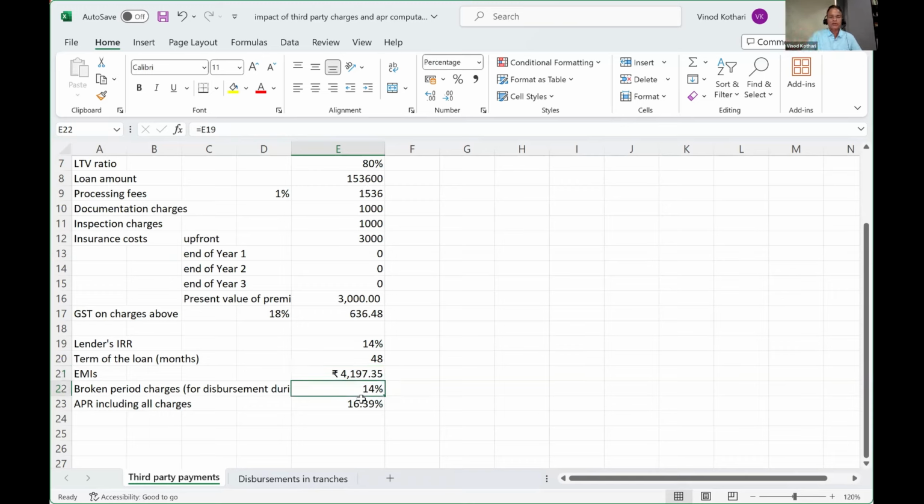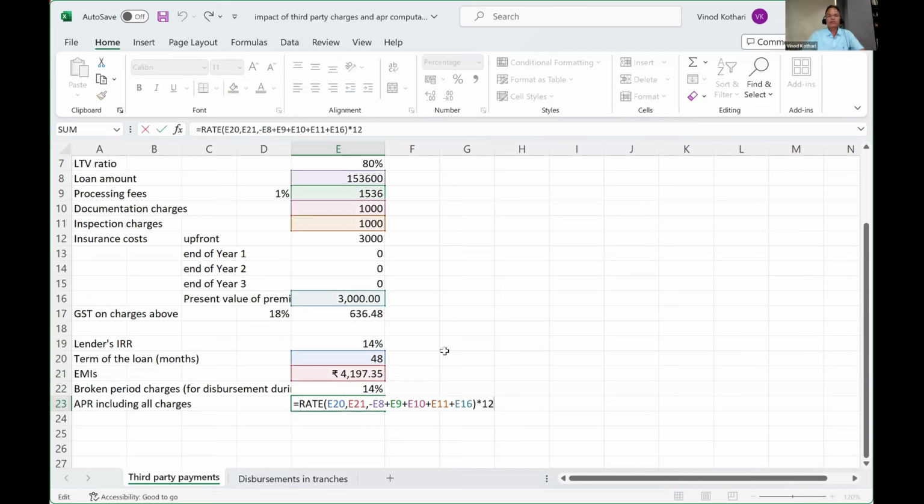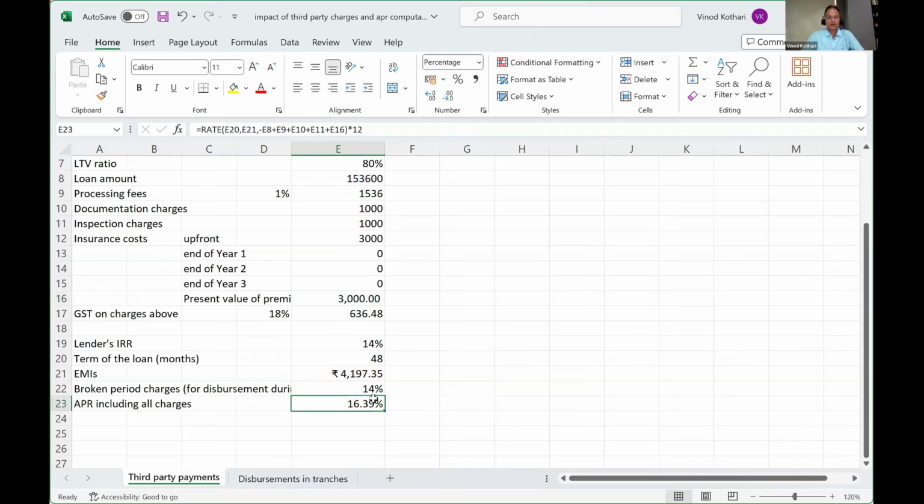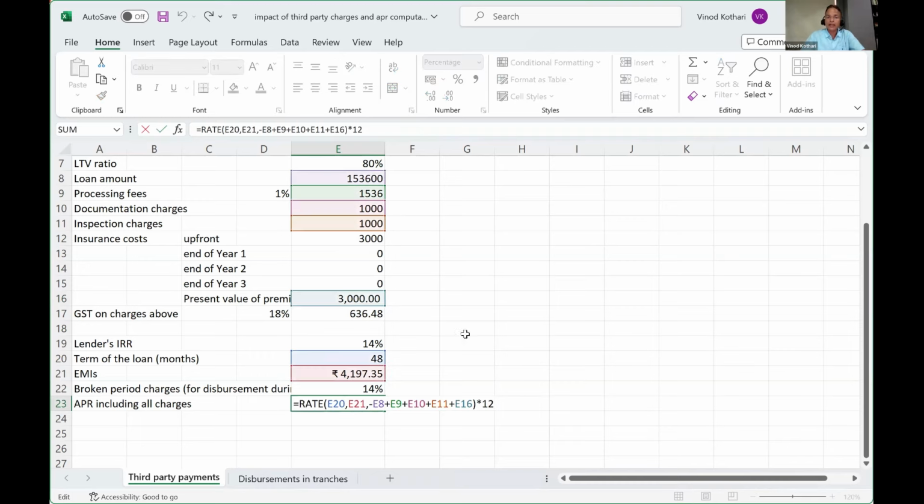Now look at the computation of APR. See what all things we have taken as a part of APR computation, what all things we have not taken. So we've taken 1,53,600, the loan amount, the actual loan amount. Then I've taken the upfront processing cost, 1,536. I've taken the documentation charge, 1,000. I've taken the inspection charge of 1,000. I have taken the third party payment of 3,000 rupee insurance cost as well as a part of APR computation.